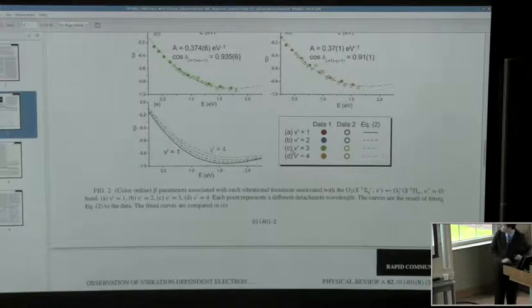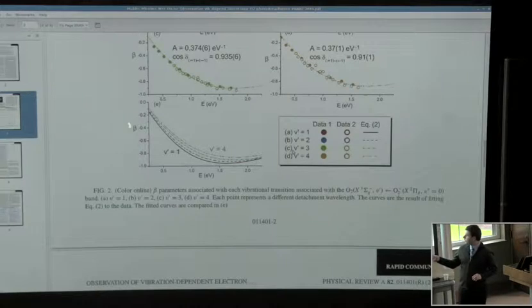This is showing the dependence of the beta parameter on the photoelectron energy. Basically, the goal of the paper is to understand the technique and to develop a method for how this anisotropy could probe the vibronic coupling in the negative ion.